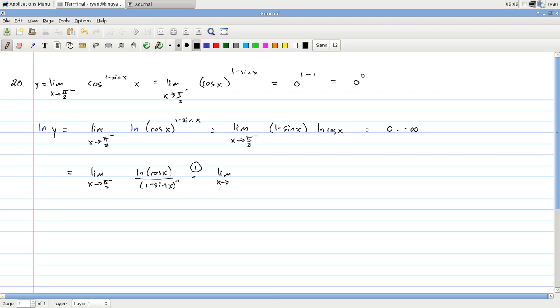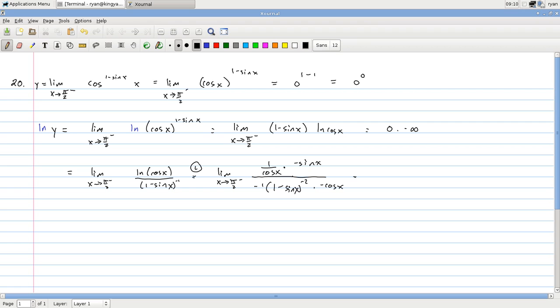So we'll rewrite the limit as x goes to pi over 2 from the left. And then we take the derivative of both numerator and denominator. So the derivative of the numerator gives us 1 over cosine x times the derivative of cosine x, which is negative sine x. Now in our denominator, we take the derivative by using the power rule. So we've got negative 1 times 1 minus sine x to the negative 2 times the derivative of the inside. The derivative of 1 minus sine x is negative cosine x.